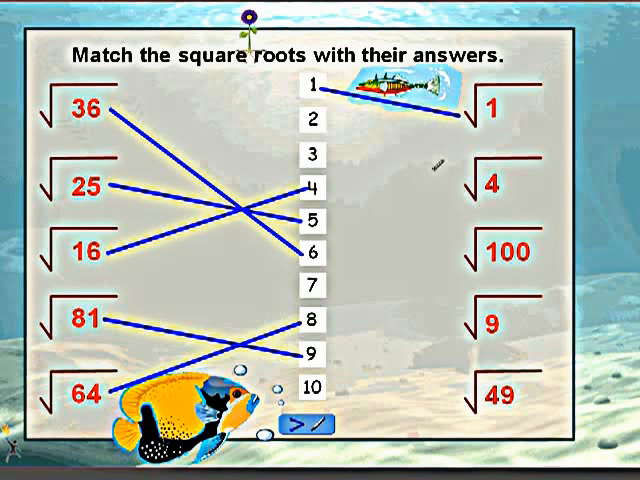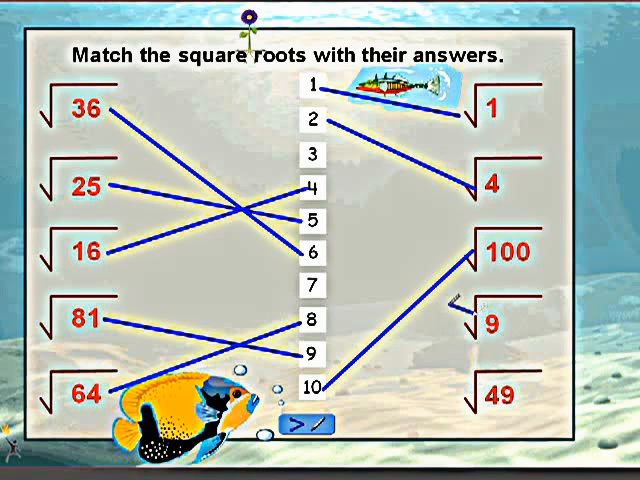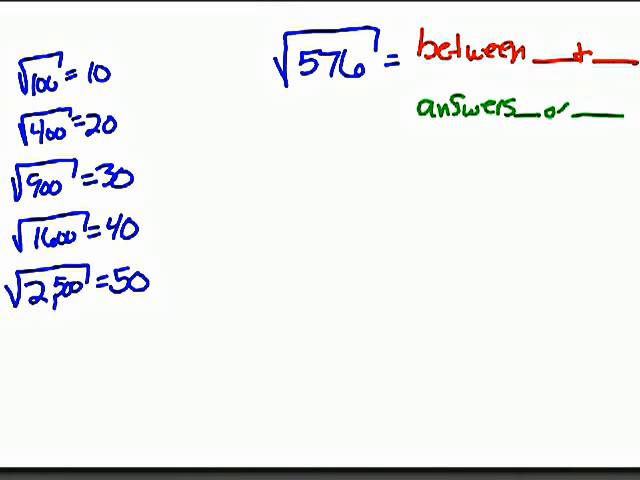The square root of 1 is 1. The square root of 4 is 2. The square root of 100 is 10. The square root of 9 is 3. And the square root of 49 is 7, because 7 times 7 equals 49.